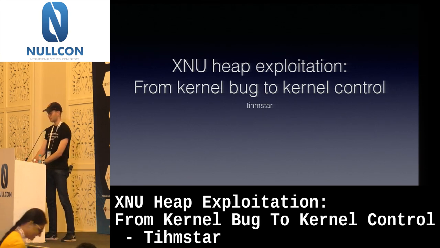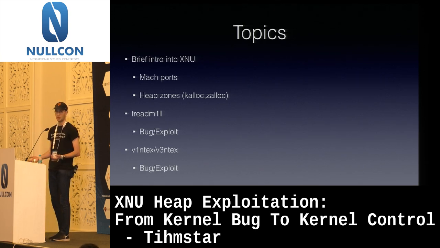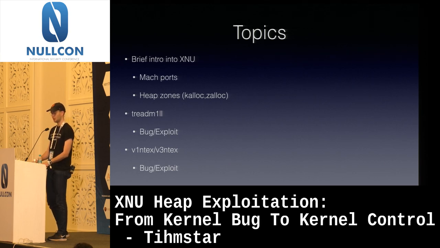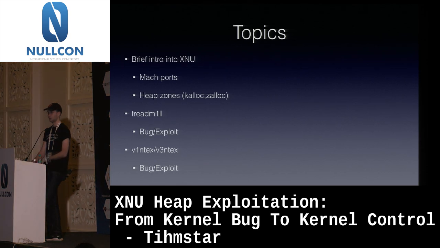So, XNU heap exploitation: from kernel bug to kernel control. The topics of this talk are a brief introduction into XNU, a brief introduction into Mach ports and heap zones like kalloc and zalloc. And then I will talk about treadmill, which is my exploit for a bug. And then I will walk you through Vintex and Ventex, which are two exploits for a different bug. By the way, slides will be available later, so you can reread them.